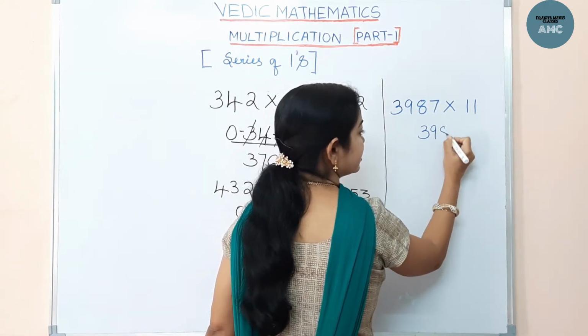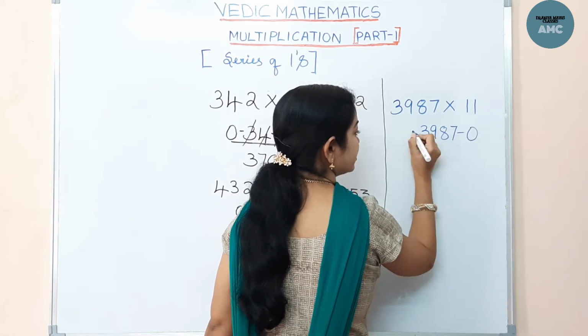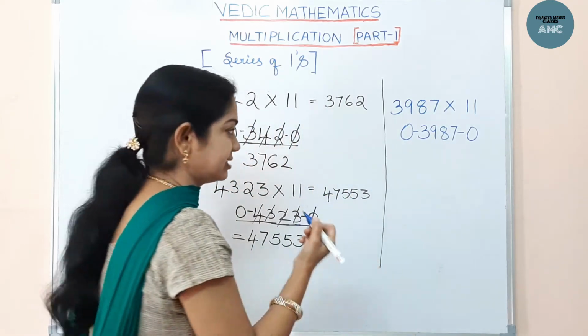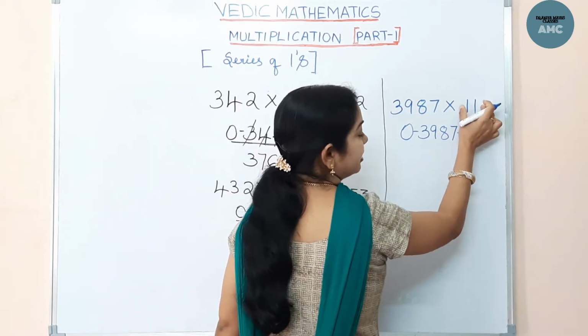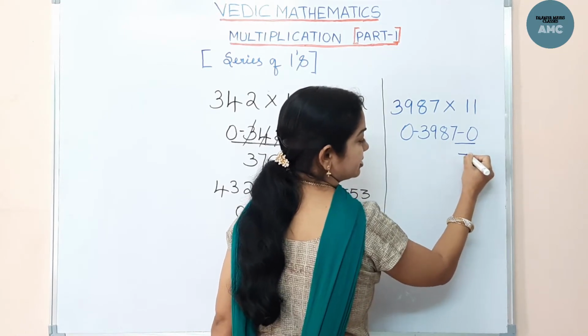You have to drop the number as it is. Now here 2 digits are there, so I am writing a 0 on both the sides. Now taking 2 at a time, the same way, because it is a 2 digit number, you have to add 2 at a time. So 0 plus 7 comes to 7.